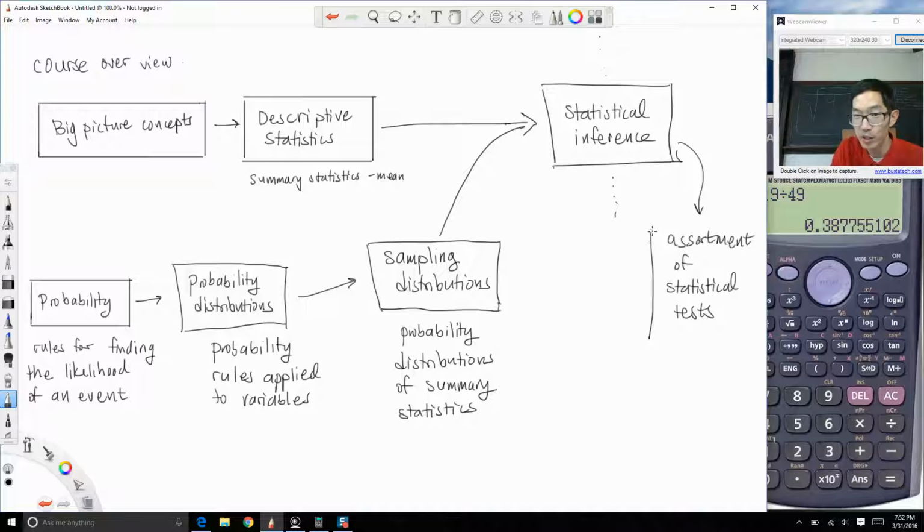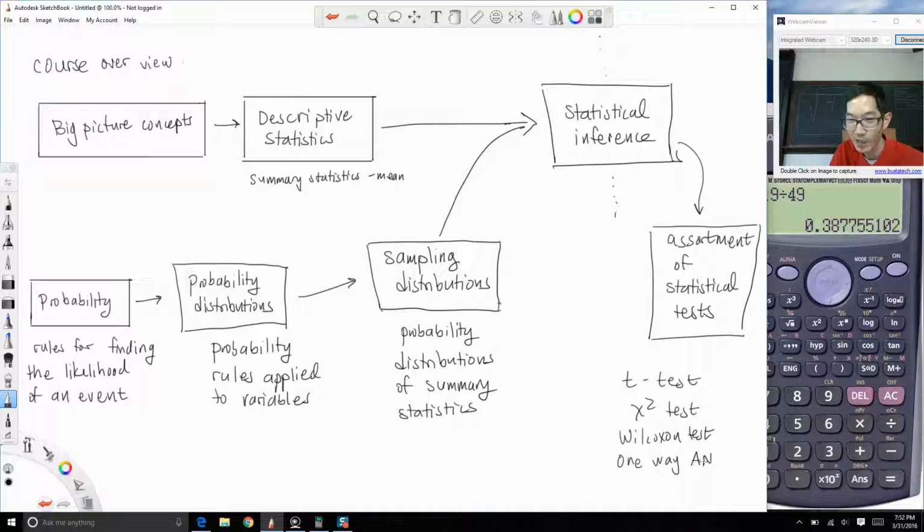Examples of statistical tests. I'll just list them up. So we have the t-test, the chi-squared test, the Wilcoxon test. I don't know. These are just all different tests, so you don't have to write these down. One-way ANOVA. Correlation test, etc., etc., etc.